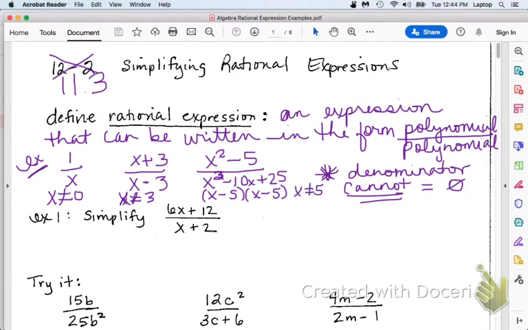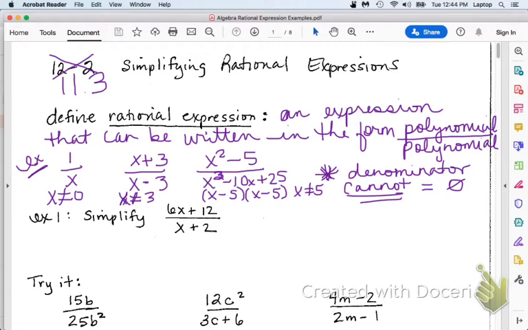So when you have the factored form, remember we want to use that product property of 0, that you just always set the denominator equal to 0 and solve for x, and those would be the values that could not be included. So it's going to be asking you for excluded values, so we want to keep that in mind.